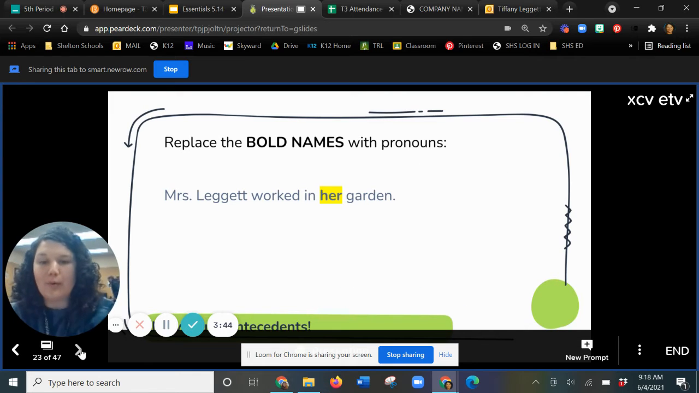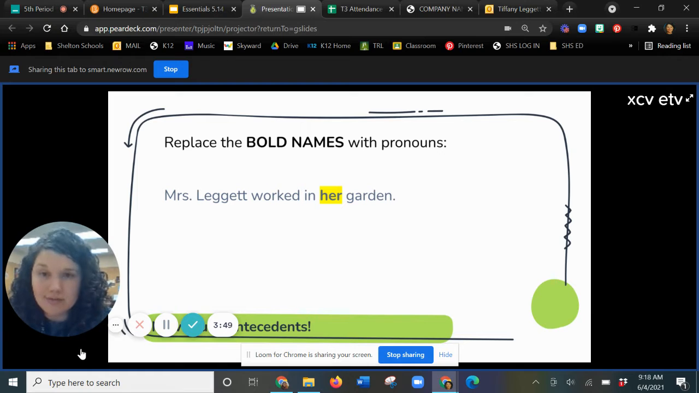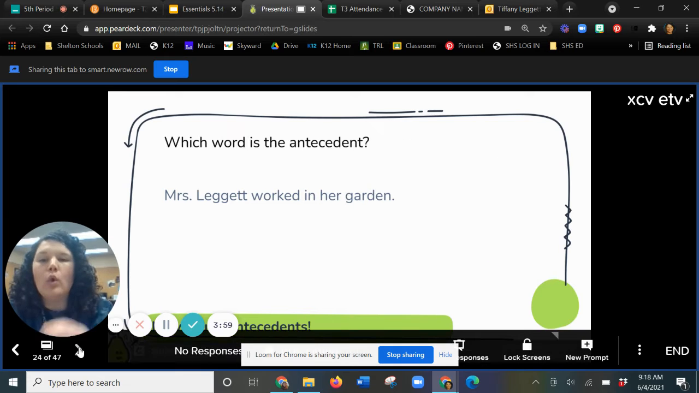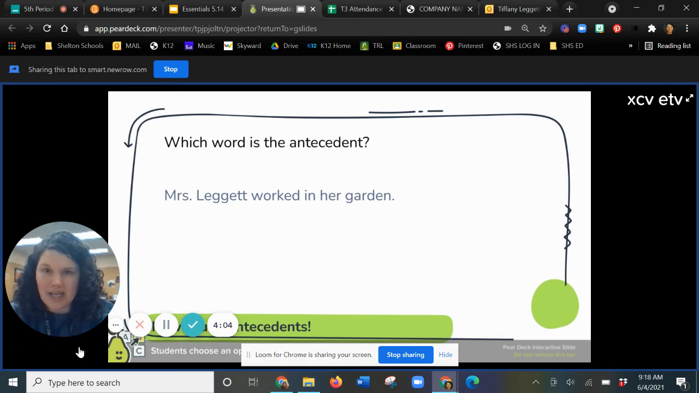Let's look at an example. We could say Mrs. Leggett worked in her garden. So that's the pronoun that we would use. So this is the way this sentence would get said in normal speech. Mrs. Leggett worked in her garden. So then what's the antecedent? What's that big word that we're talking about today? Mrs. Leggett worked in her garden. Which one of these words is the antecedent? If you click on this slide, you have the ability to pick.